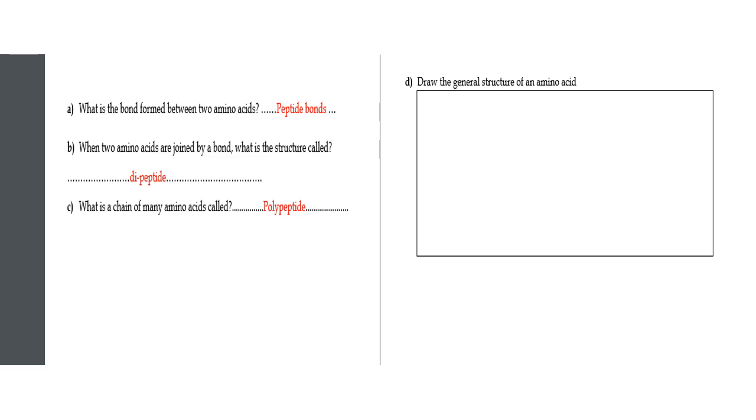So again, these are just revisions to reinforce what you already know so that you can think through problems with ease. Here it says to draw the general structure of an amino acid. I've done this so many times. I hope you all know the way it goes now.